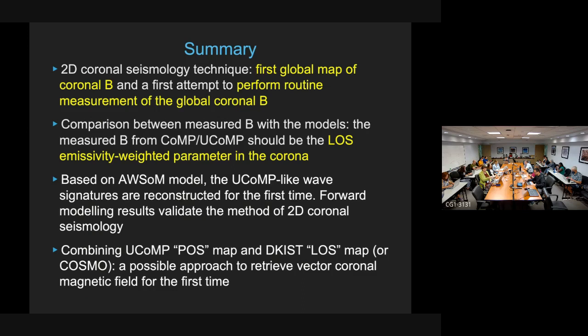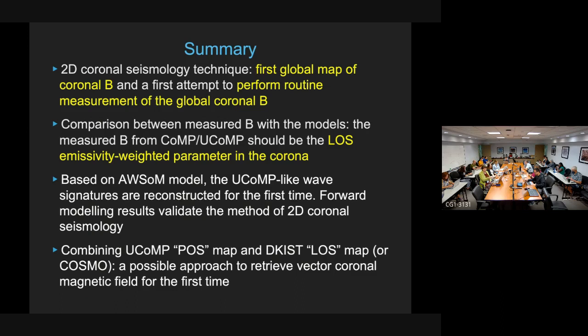So in summary, using this 2D coronal seismology technique, we can get the global map of the coronal magnetic field. And we also made an attempt to perform routine measurement for the global coronal magnetic field. A comparison between the measured results and the model shows that the measured magnetic field from CoMP and UCoMP should be the non-offset emissivity weighted parameter in the corona. This is not only for magnetic field strength, but also for density. And we also find a very strong relationship between the measured magnetic field direction and the integrated non-offset emissivity weighted direction in the corona.